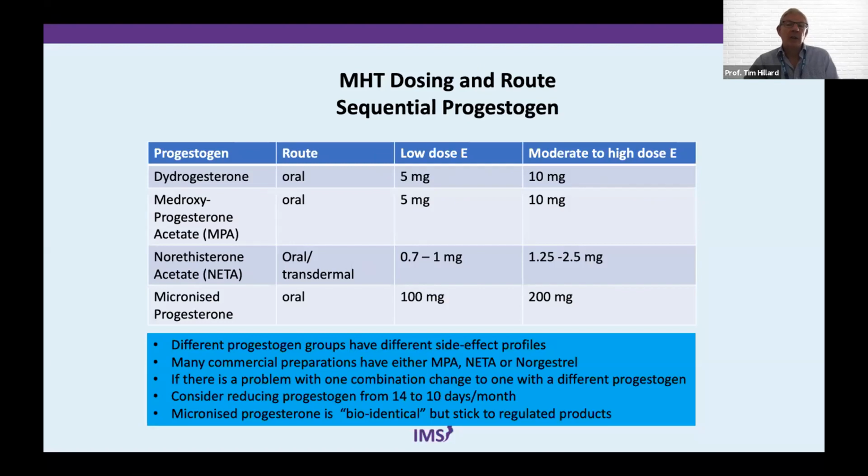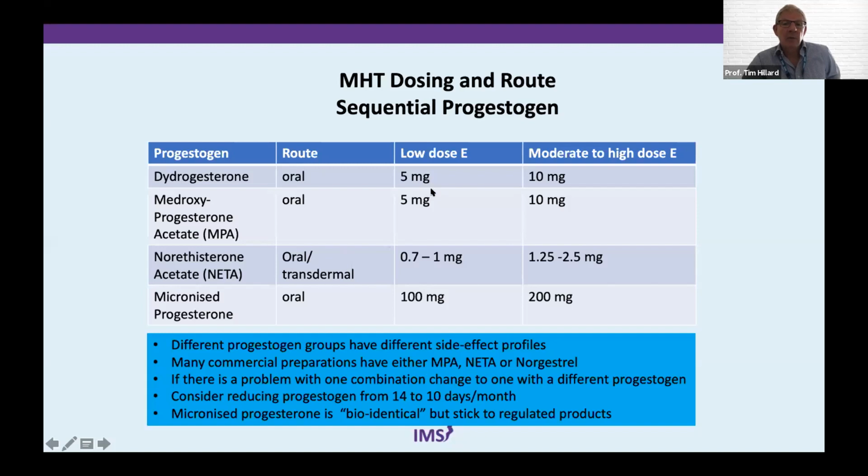So having selected your estrogen, it's now important to look at the progesterone. And first of all, I'm going to start with the sequential progestogen. So these are the ones that are given for 14 days each month. Again, you will select your progesterone depending on either the individual product that you can prescribe or what's in the combined combination that you've got available. And again, the majority of these are oral, although norethisterone is available in the transdermal patches as well.